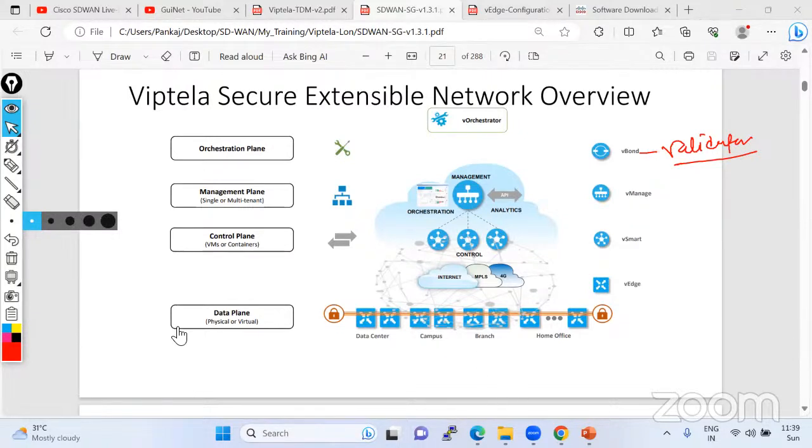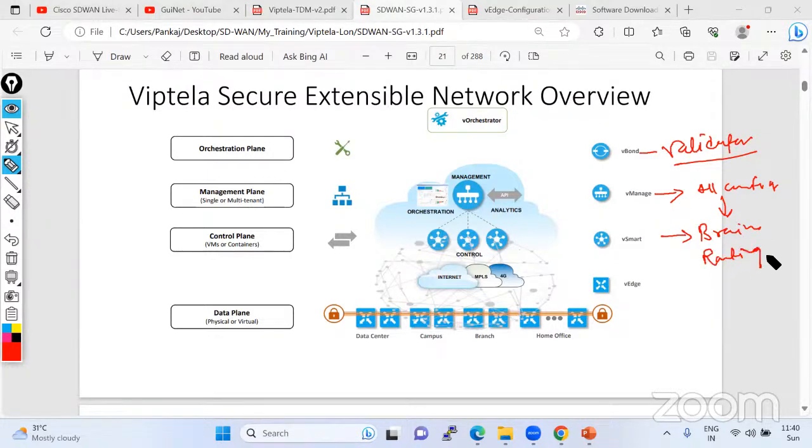So the validator is something that just validates the devices, right? vManage is where we can do all the configuration, and it is going to push it to the devices. vSmart is just the brain, the nervous system of the SD-WAN. It is responsible for all routing and any kind of intelligence, like the policy, and any kind of IPsec key exchange. This is going to be responsible.